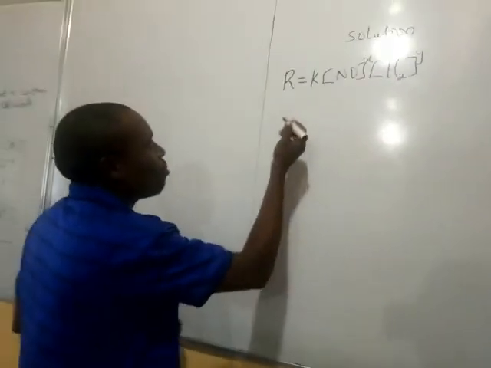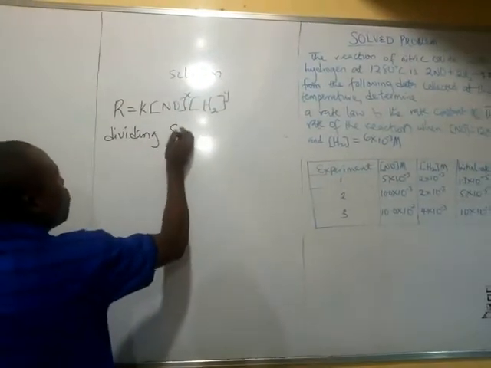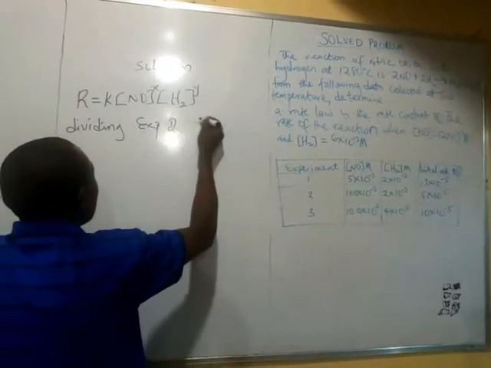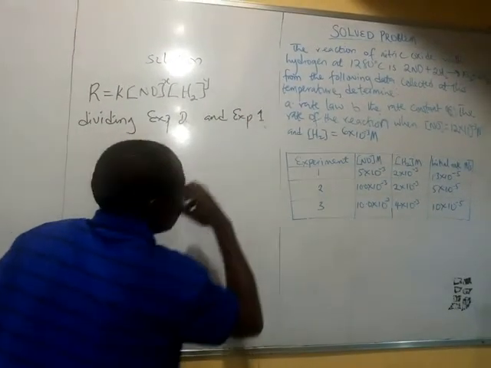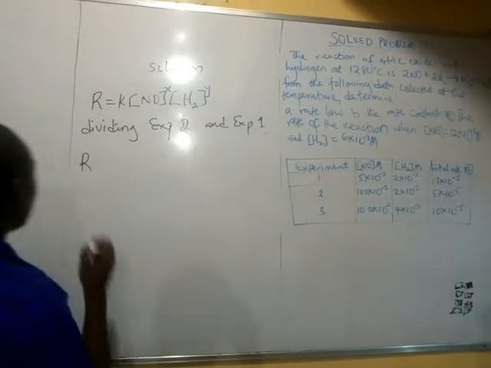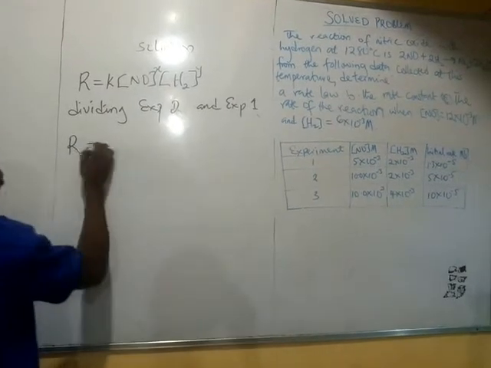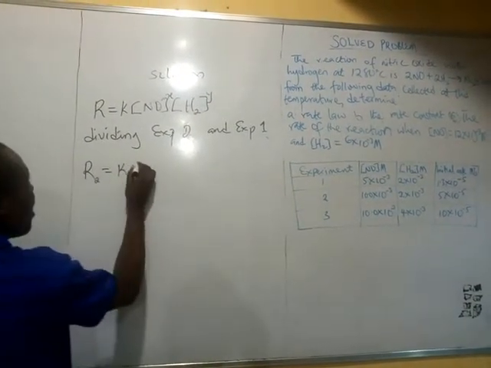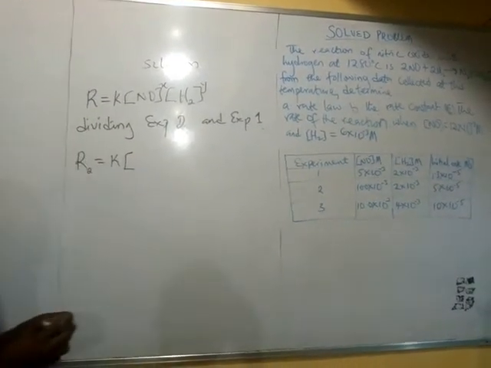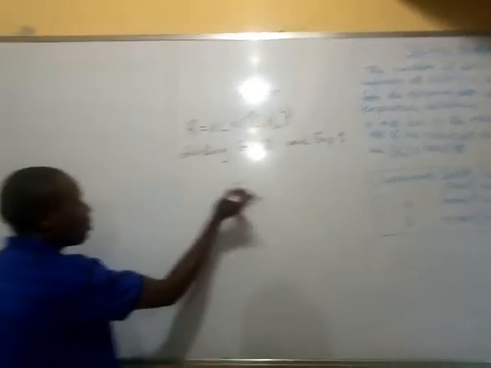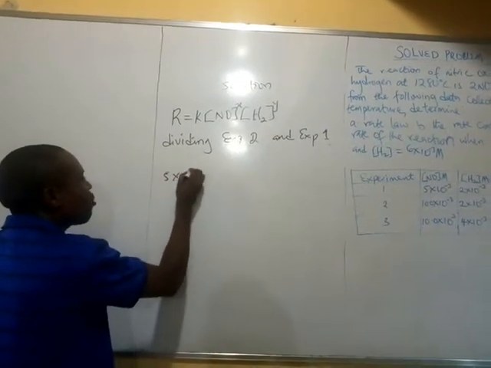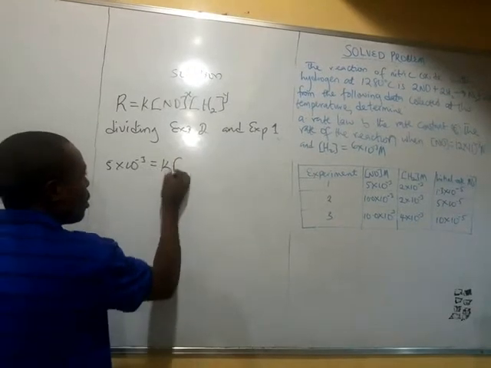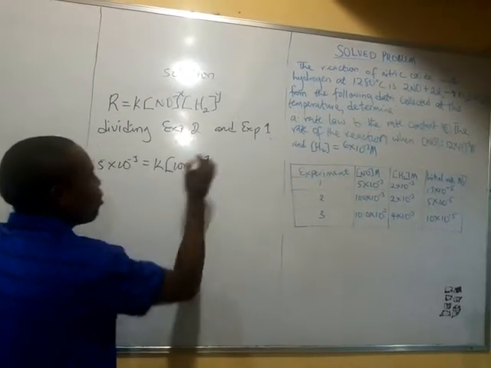So we move like this. Dividing experiment 2 by experiment 1, R2 is equal to K, the constant, and the initial rate of this reaction for experiment 2 we have as 5 times 10 to the minus 3, equal to K, and we have our NO here, which is 10 times 10 to the minus 3 raised to X.